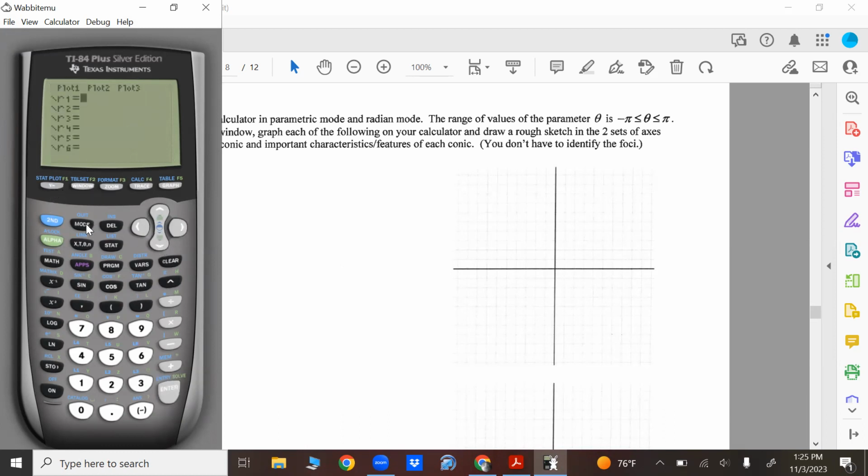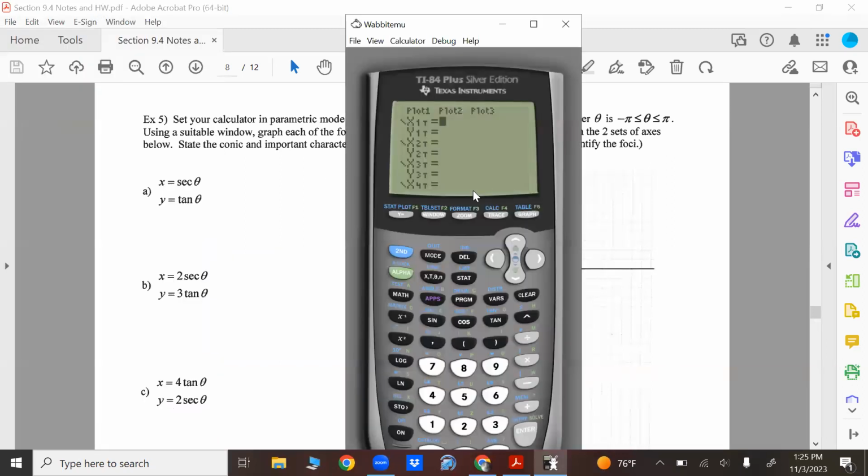Then we're going to, oh, sorry, I meant to say parametric mode. There we go. All right, so we have x equals secant theta, so we're going to do 1 over cosine theta. Don't worry that there's a t there. And then tangent theta. And then we're going to hit graph.